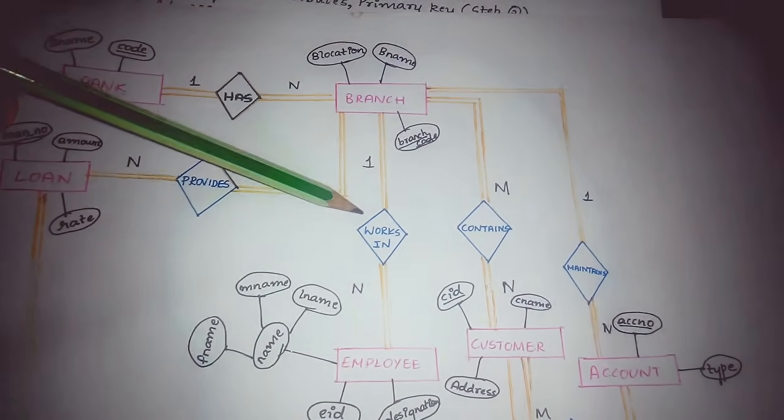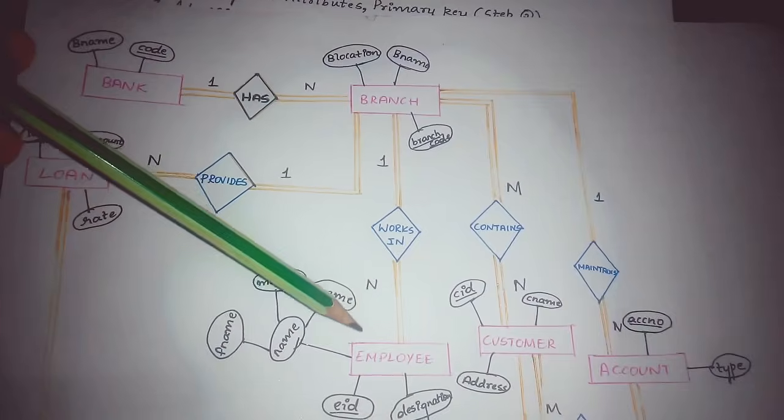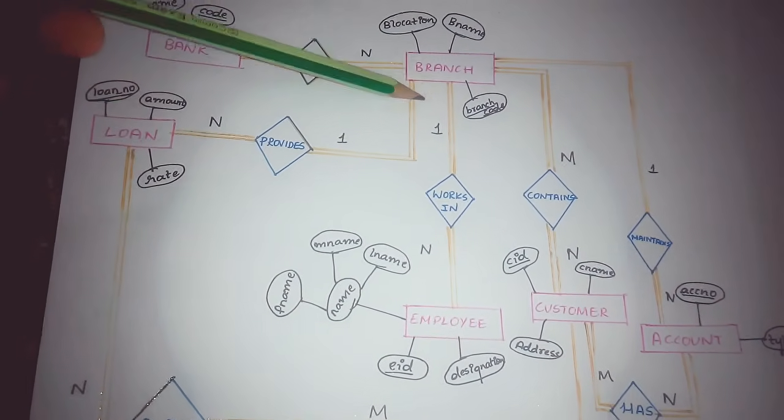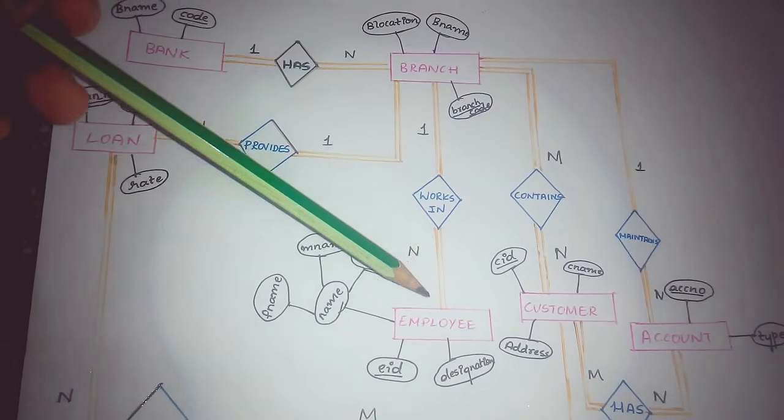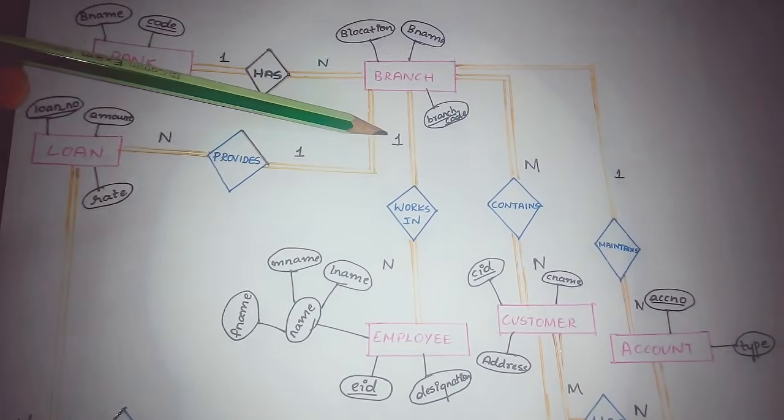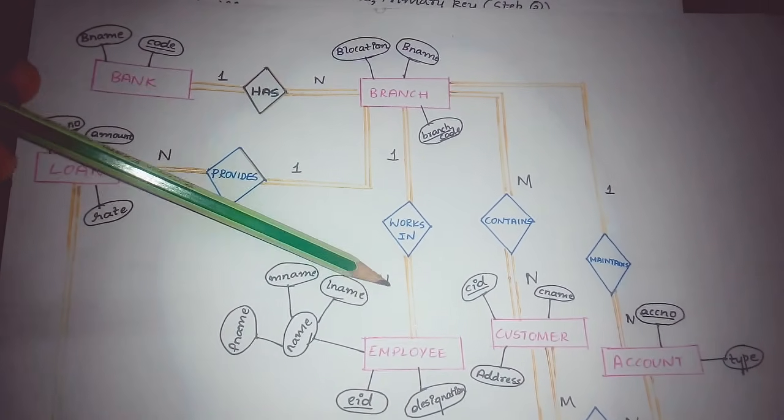Now coming to the relationship, works in. So an employee works in a branch. A branch can have n number of employees and an employee works for only one branch. So now that is the cardinality ratio.